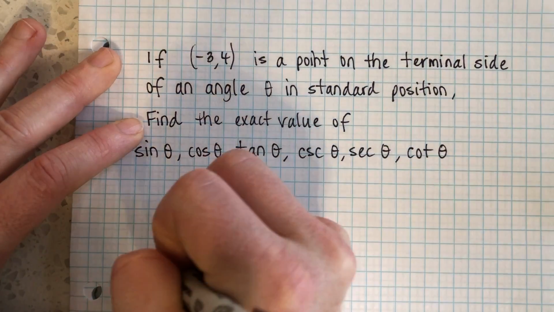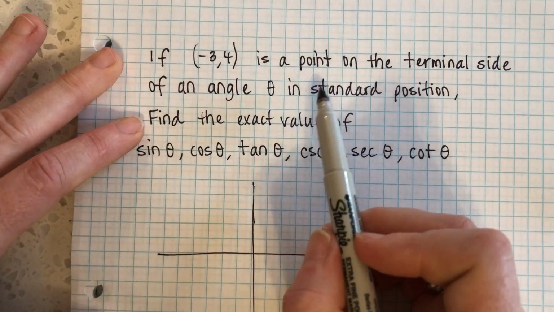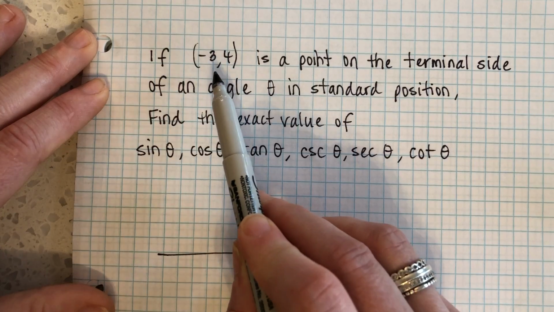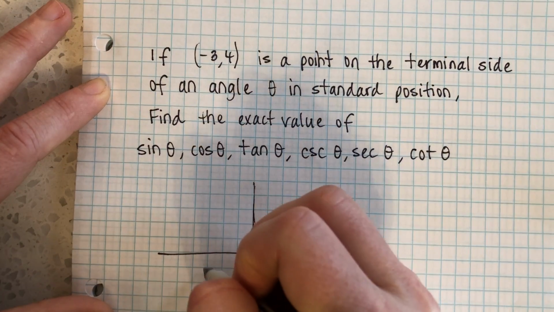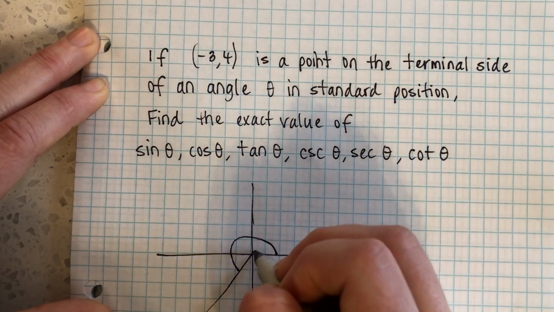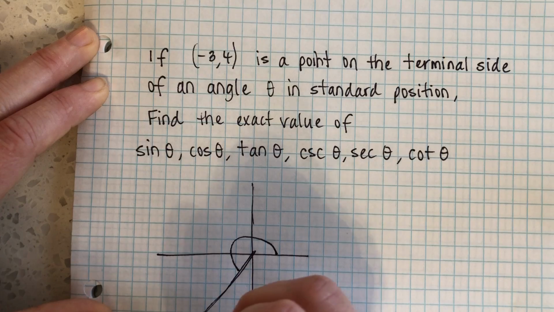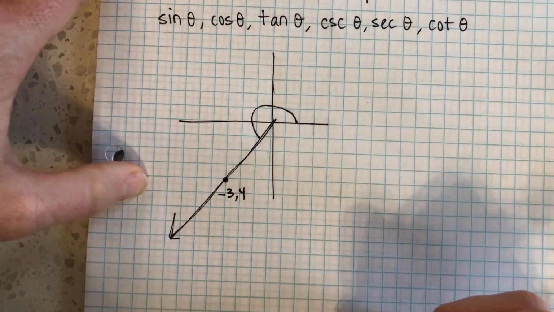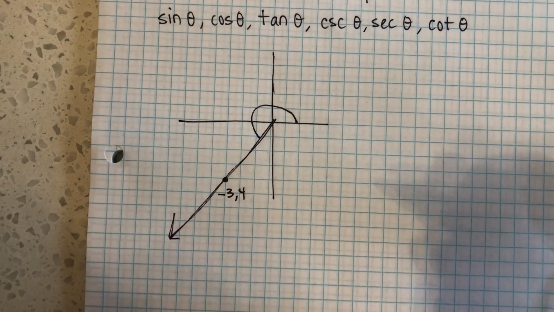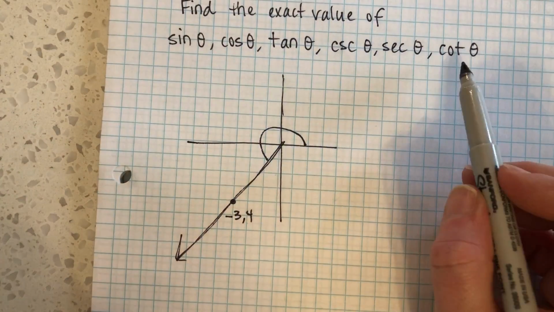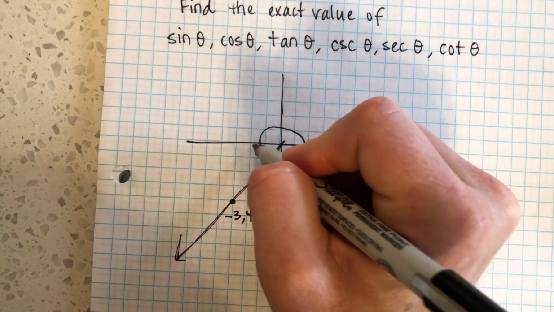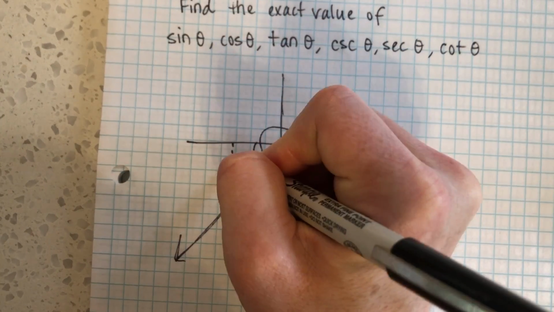Just give yourself a coordinate plane. This point is on the terminal side of an angle, so give yourself an angle that passes through the point negative 3, 4. If we're going to find all of these ratios, we need a right triangle. So clearly the original angle doesn't fit in the right triangle, but its reference angle will.